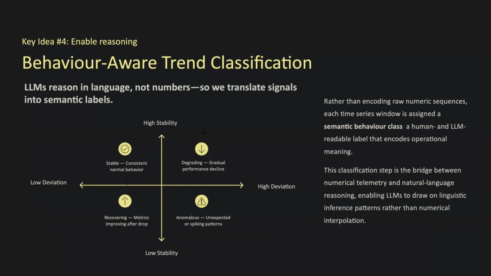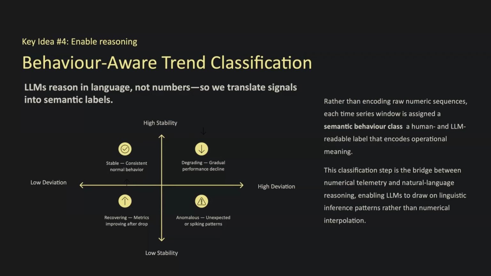If I give a numerical pattern to the LLM, I'm inherently asking the LLM to figure out all of the correlation and then tell me the final outcome. But instead, if I'm able to translate these numerical patterns coming out of the previous steps into a semantic label, that allows the LLM to understand this, because that's what it's trained to do. So examples of these semantic labels could be stable behavior, anomalous spikes, or even a recovery pattern.